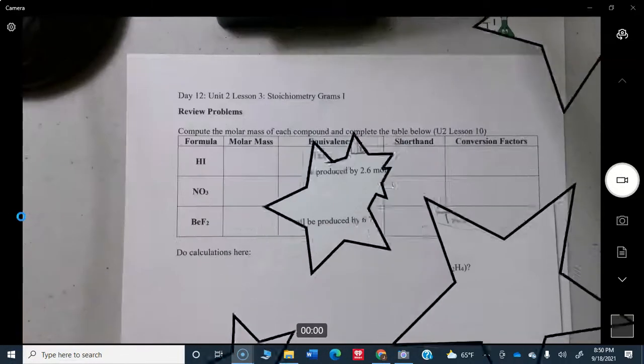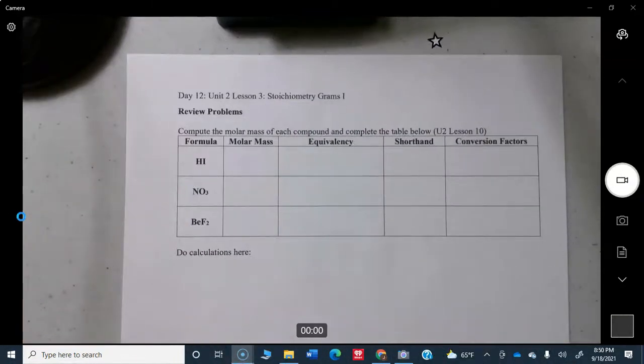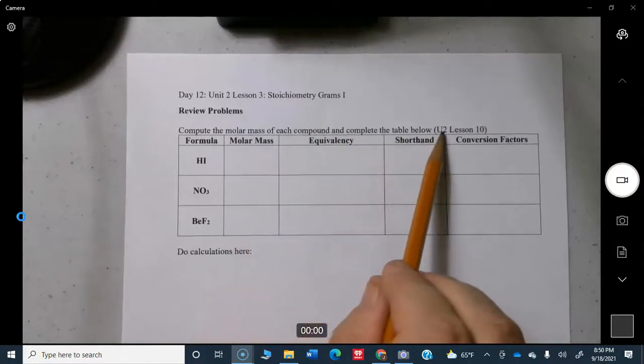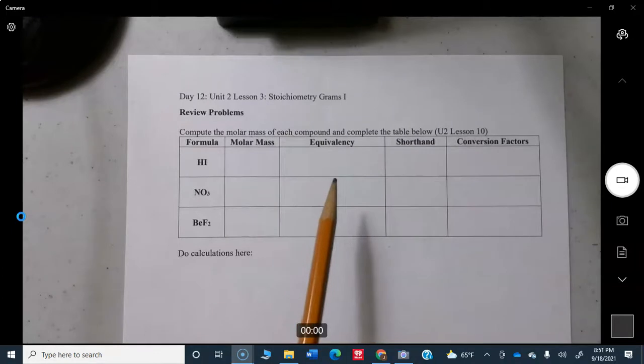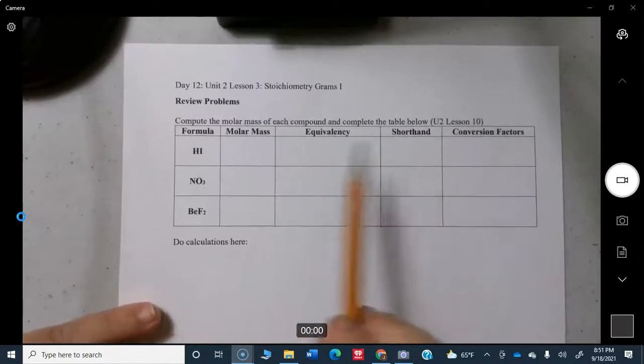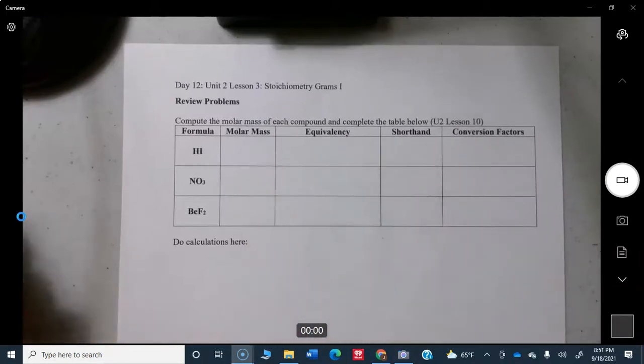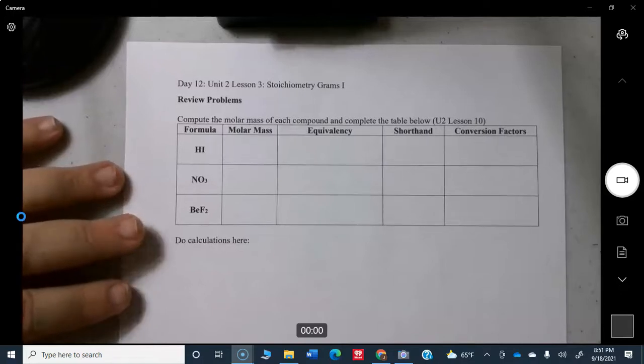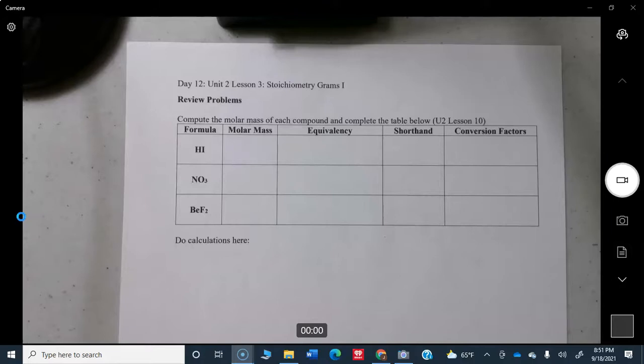Alright, so the final page involves some review problems, and I tell you where you can go to find information on these. So this is from Lesson 10. I want you to be familiar with the different ways that you might see molar mass and the different ways it can be expressed. So you're not used to seeing it just one way, and if you see it a different way in a problem on the AP exam, you won't recognize it.